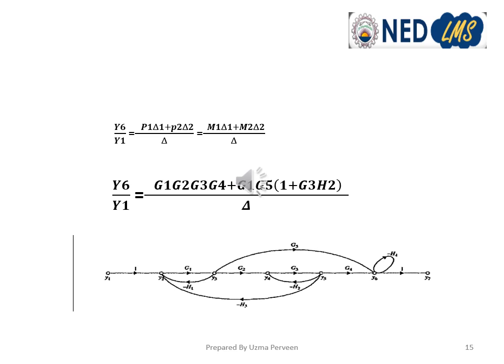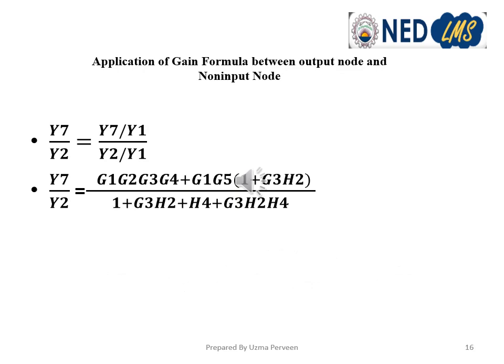The number of loops we have already encountered, the total loops, and because there are two forward paths P1 P2, we'll calculate del i's as del 1 and del 2, and we'll put these values again in the same manner and get the value of Y6 upon Y1. So I hope you will complete it in the same manner as we have done the previous examples.